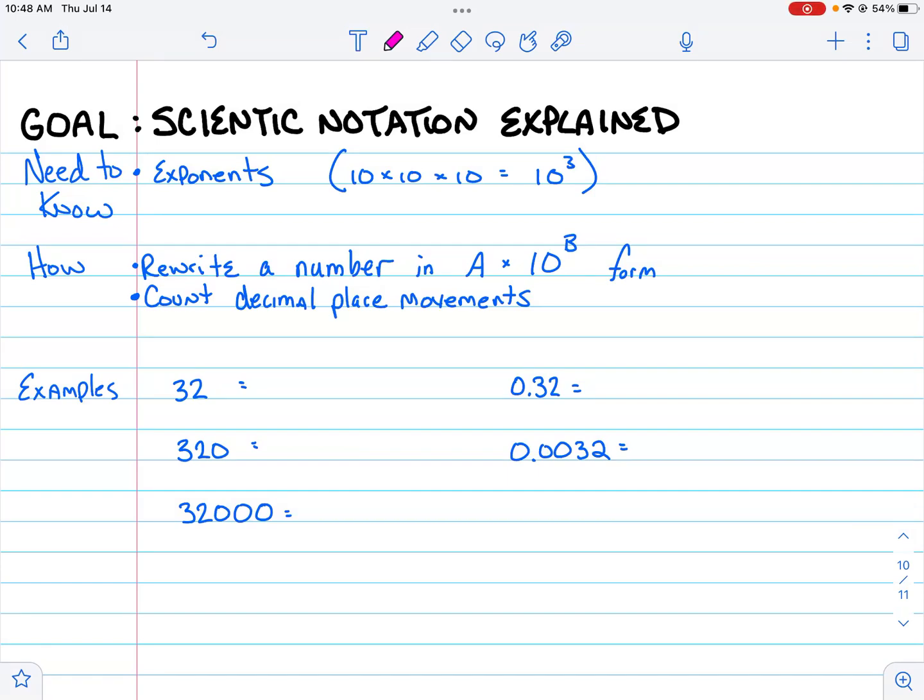Scientific notation is a straightforward way of writing numbers using exponents. Now, what's interesting about scientific notation is it's designed to be used on really big and really small numbers so that you don't have to write all those zeros and all those commas and things like that. But it's sometimes harder than it needs to be.